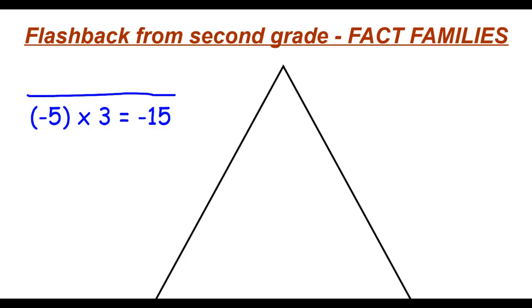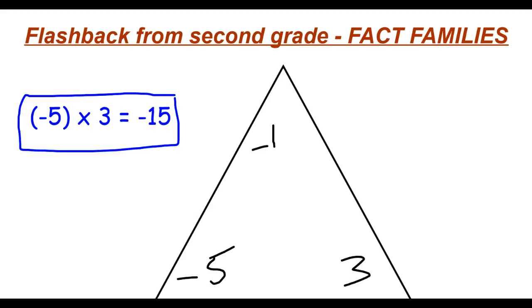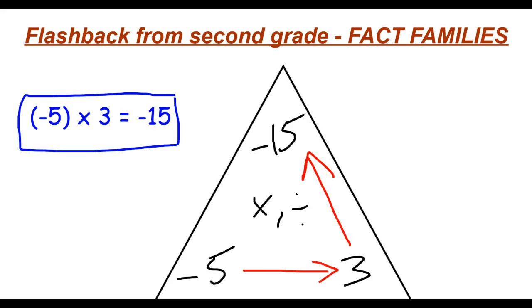And so something like negative 5 times 3, when we're looking at fact families, coming back from first or second grade, where you may have seen fact triangles, we have negative 5, and we have 3, and we multiply those together to get negative 15. And we rewrote it in terms of multiplication and division. So we can see when we're connecting these ideas, if negative 5 times 3 is negative 15, then negative 15 divided by 3 is going to have to be negative 5.